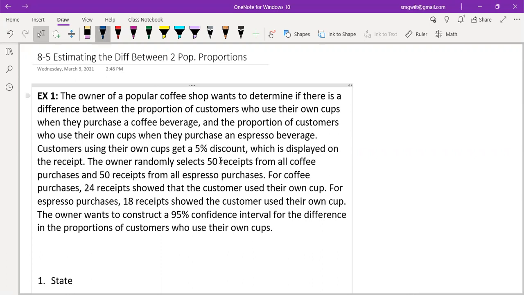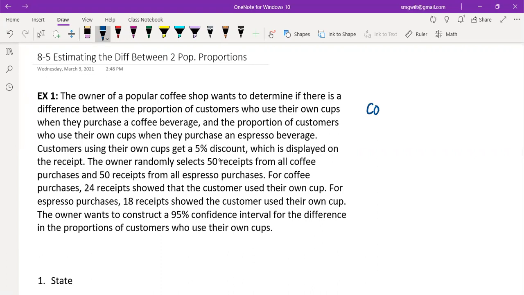So let's write that down. So for coffee, I'll just call it p hat. Coffee is 24 out of 50. And the sample size for coffee was 50. That's what we divided by. So that gives us a statistic of 0.48 for p hat.